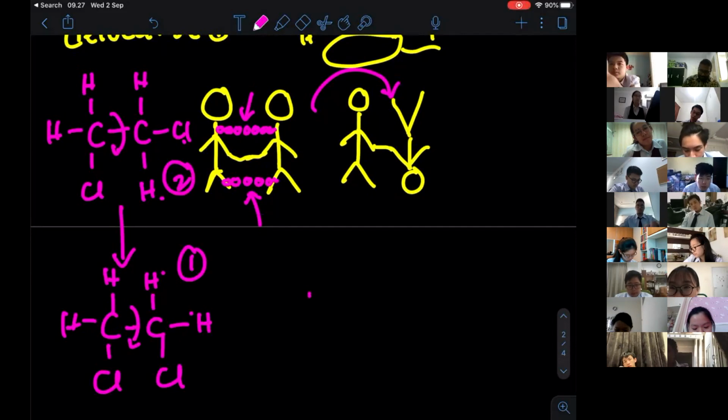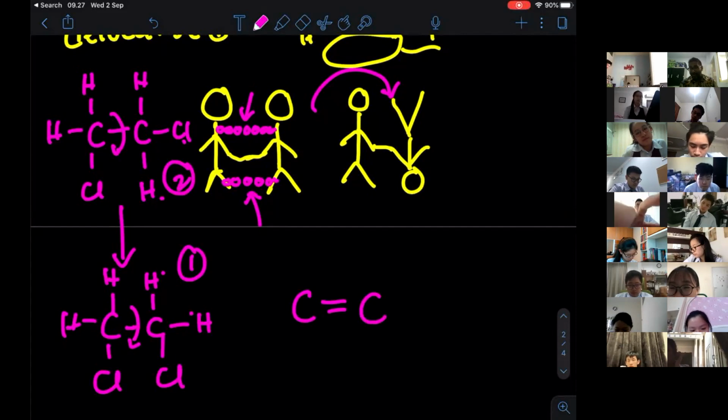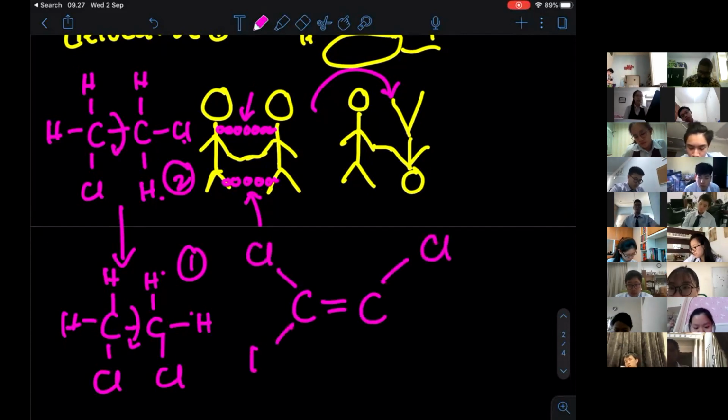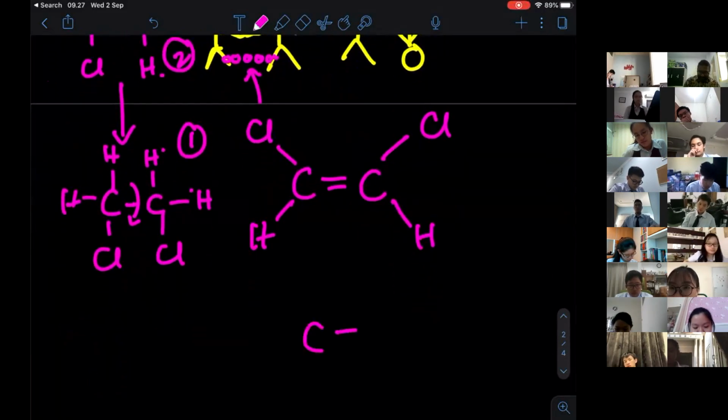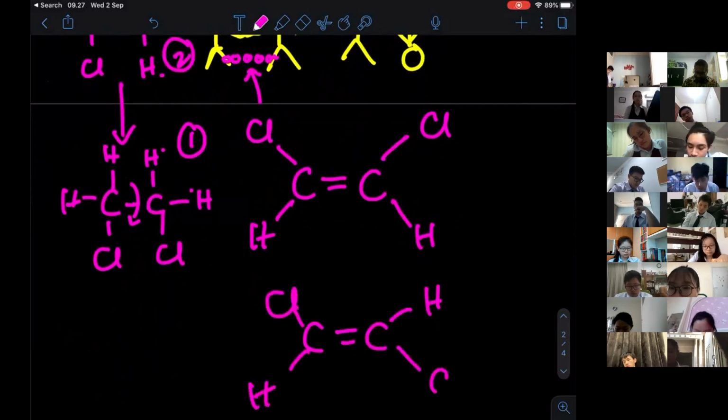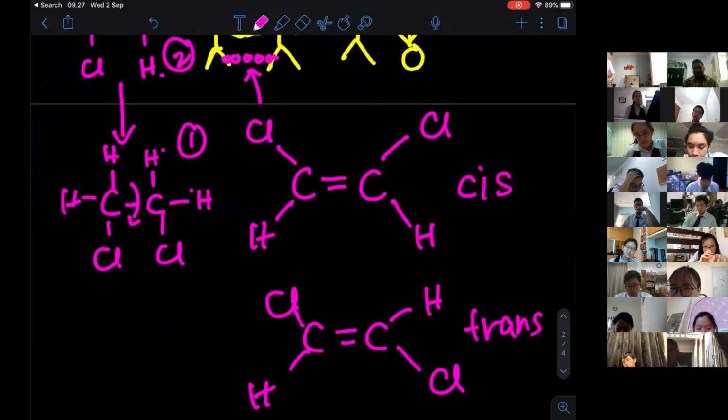But if I have C double bond C, the one that you have learned under hydrocarbon, if I have Cl here, H over here, H over here, and if I have C double bond C and I have H, Cl, Cl, this one we will learn again. But this is actually cis and this is trans. They say that this is cis isomer and this is trans isomer, geometrical isomer. And they say that this is different.